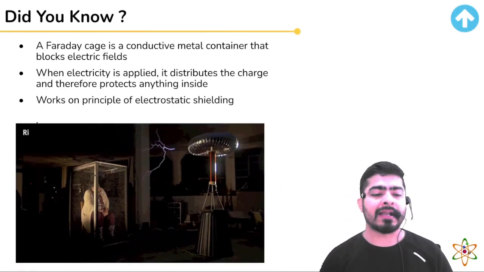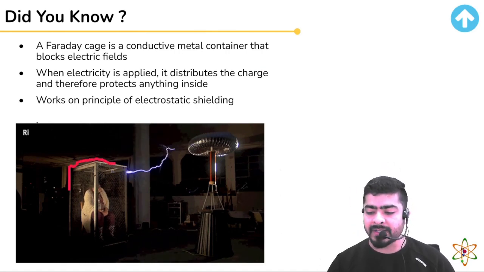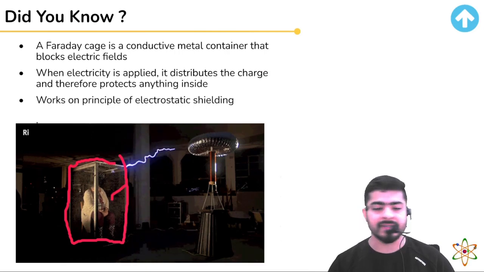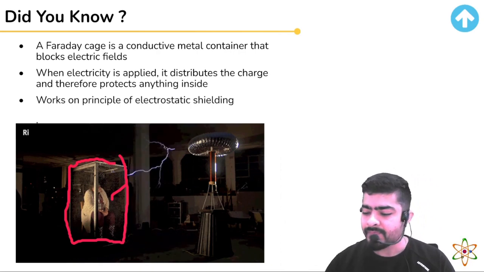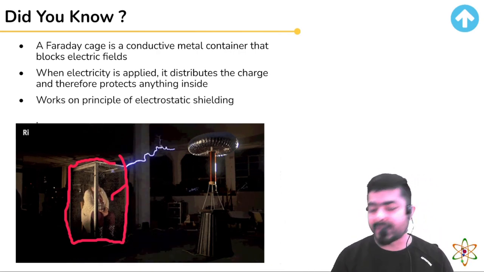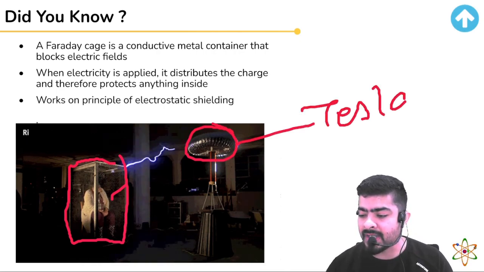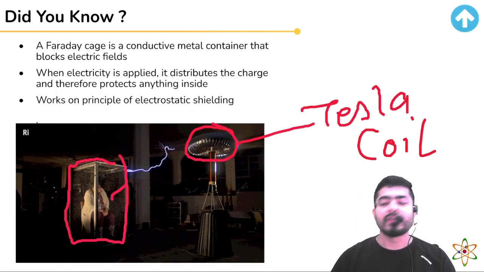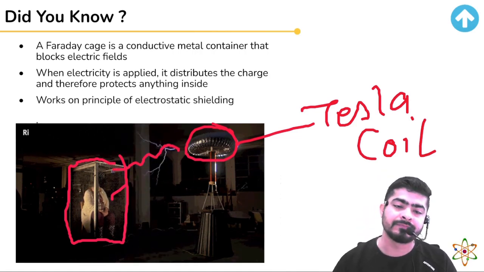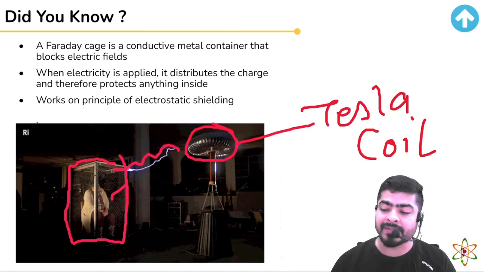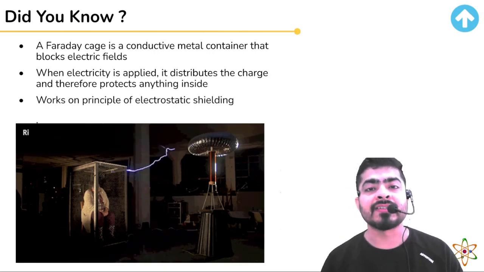Let's view it in practical. So what do you see over here? Here you can see there's a metal cage. Inside the metal cage there's a lady or a guy, I don't know. Anyways, inside the metal cage a person is sitting over there, correct? And you can see something over here. This is called a Tesla coil. Because of the Tesla coil, some electric sparks are coming and jumping onto the second conductor, but the person inside does not receive any shock. He or she is completely safe.